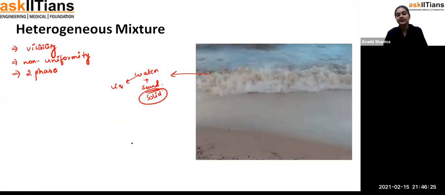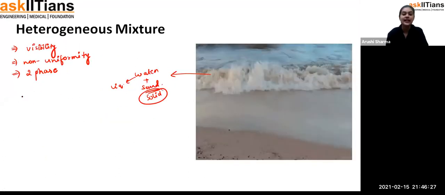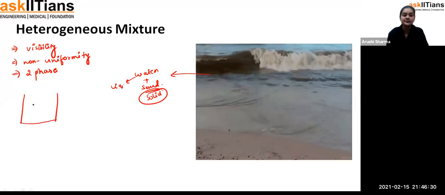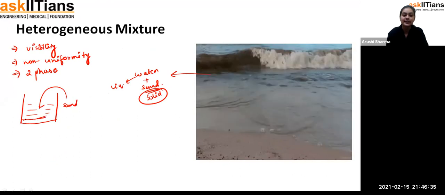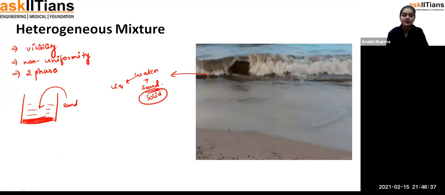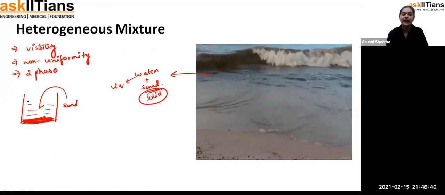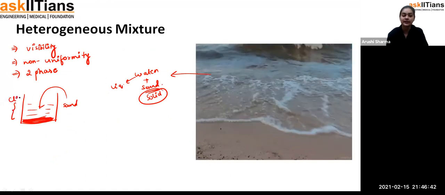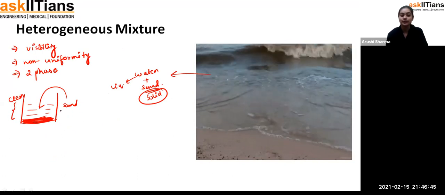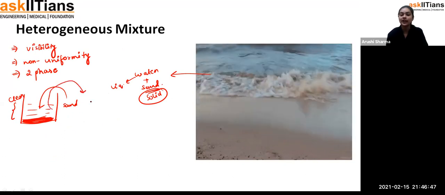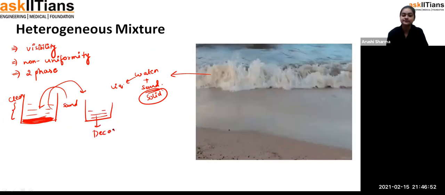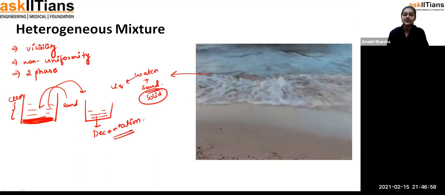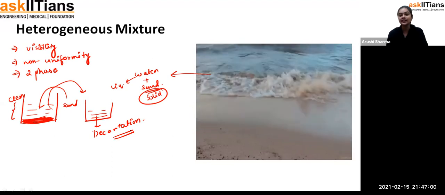Similarly, students, for heterogeneous, if it is a beaker and you have some water, and you add sand into it, the sand will settle at the bottom, and you will have clean water over it. Now what you can do is decant this clean water into another beaker, that is the decantation process. Fine, students. So that is the homogeneous mixture and the heterogeneous mixture.